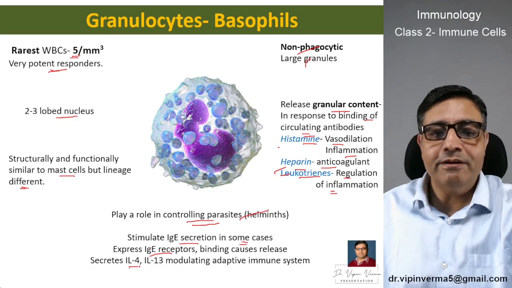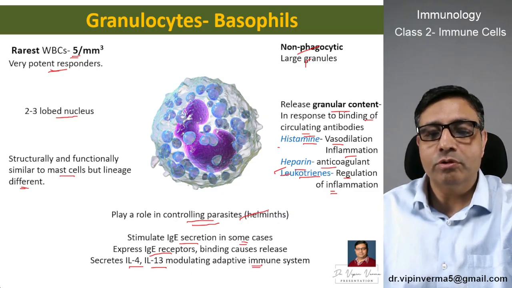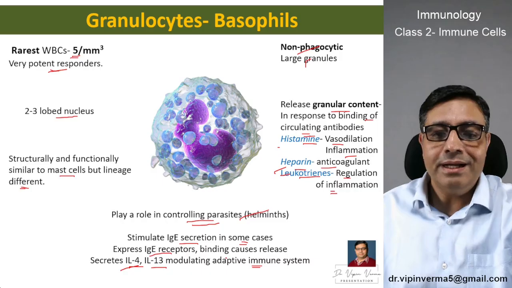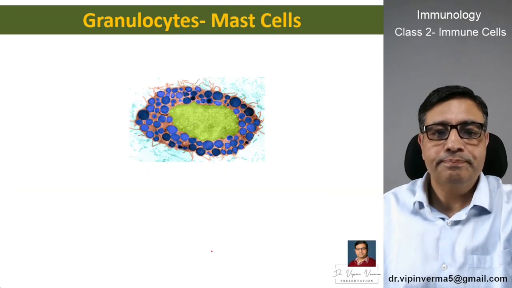They also secrete IL-4 and IL-13, which modulate the adaptive immune response. So these two important interleukins, 4 and 13, modulate the adaptive immune response.